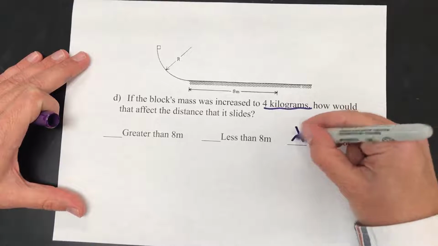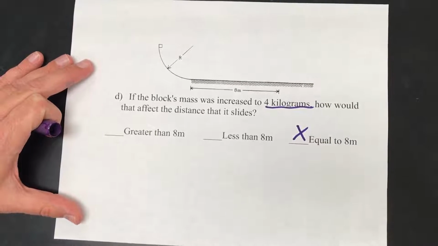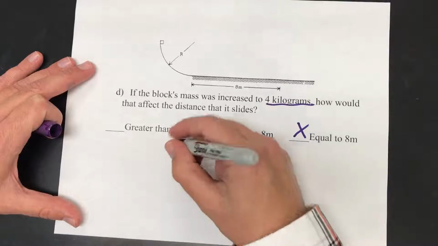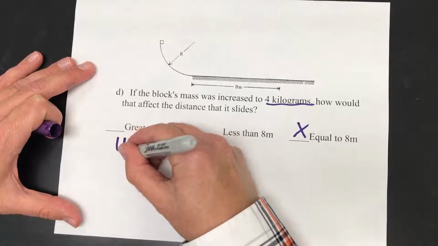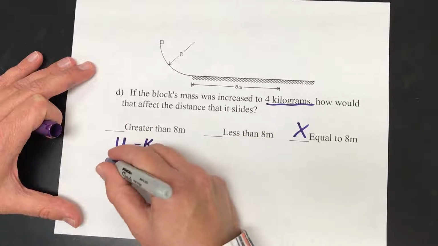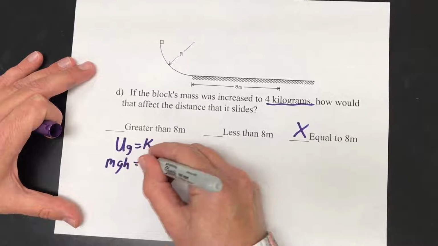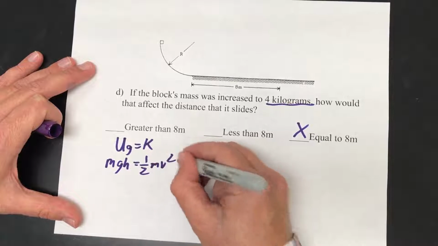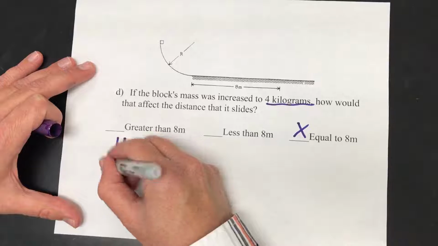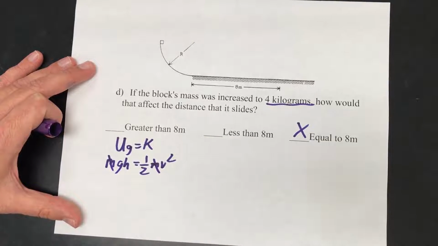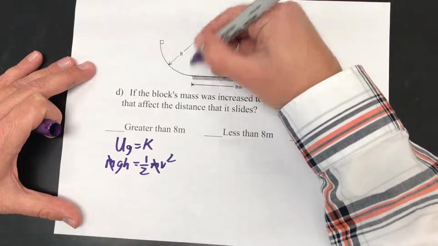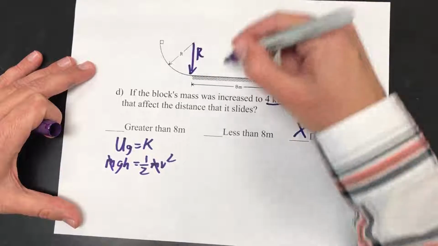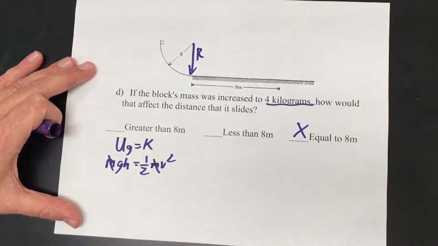So you may have an intuitive guess by now that it's going to be equal, but let's show why it is equal. First thing is the gravitational potential energy to the kinetic. Well, that's mass times gravity times height, and it goes into kinetic, which is 1/2 times mass times velocity squared. So the masses cancel out, and if you are at a height of r above the surface here, you'll always be going the same speed no matter what.